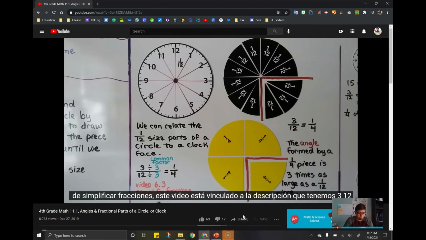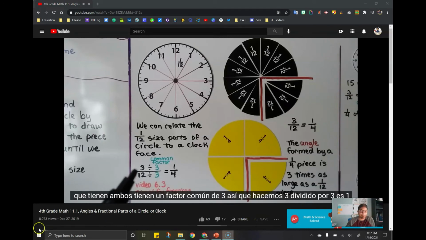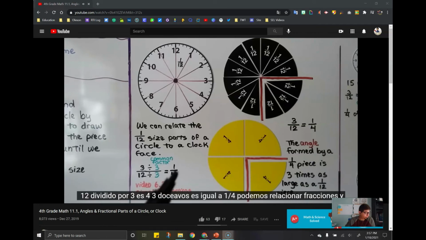If you remember from simplifying fractions, this video is linked in the description. We have 3/12. We divide both the numerator and denominator by the same common factor that they have. They both have a common factor of 3. So we do 3 divided by 3 is 1. 12 divided by 3 is 4. 3/12 is equal to 1/4.